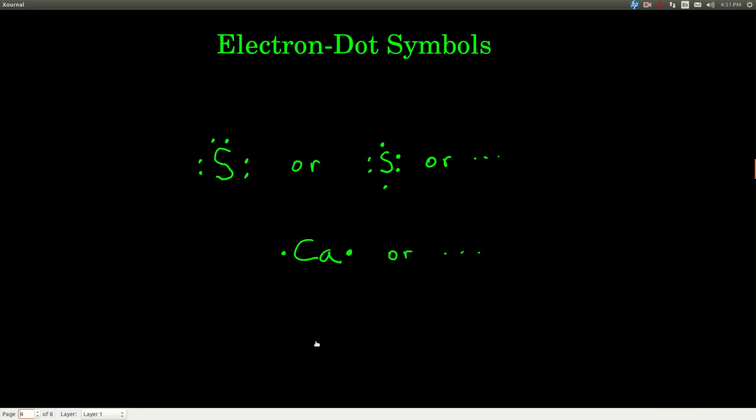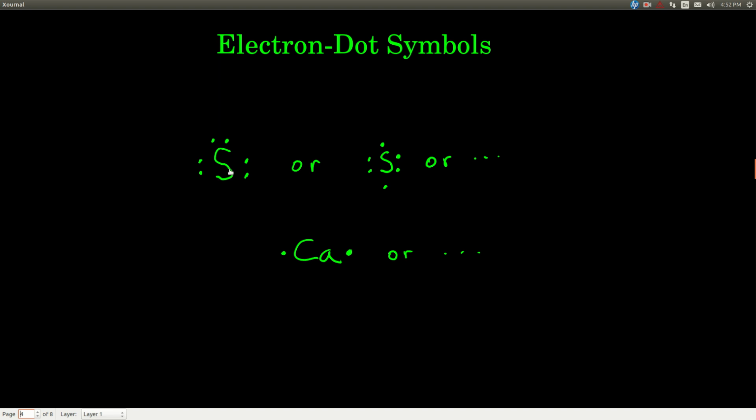Electron-dot symbols, all they are is writing the symbol for the element, and for every valence electron, put a dot. Now, usually we only put no more than 2 dots per side, but other than that, you can arrange them any way you want to. Imagine that there's a square around the symbol. There's 4 sides, each side can have no more than 2 dots.